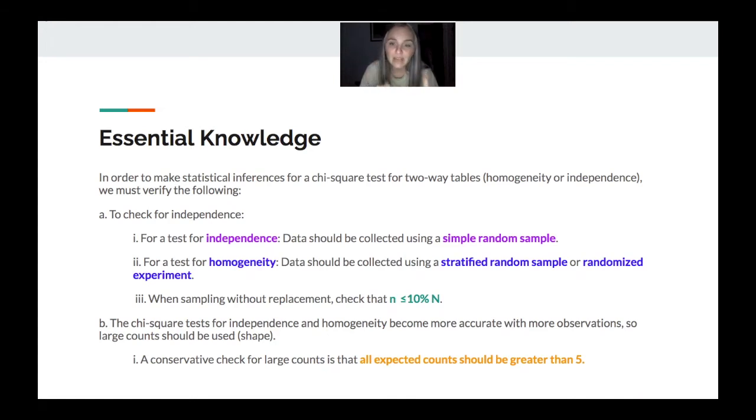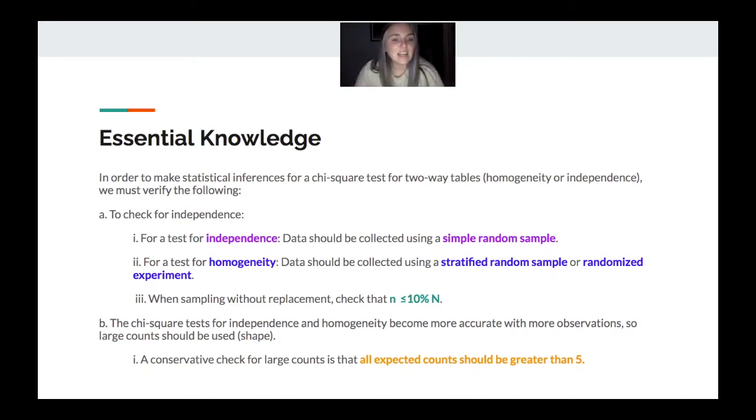So for independence, you have to have a simple random sample. So for a test of independence, like chipping, this is multiple variables, okay? You have to have a simple random sample. For homogeneity, you could also have a stratified random sample, and that's fine. In fact, probably preferred, because you're going to want to have all your different strata, like colors, kind of sampled out.